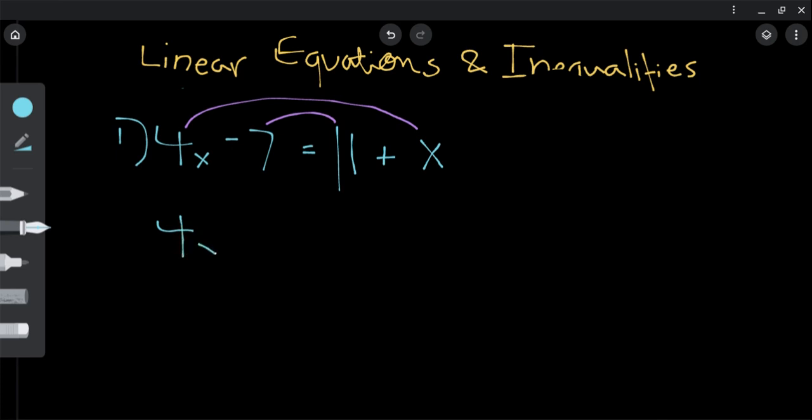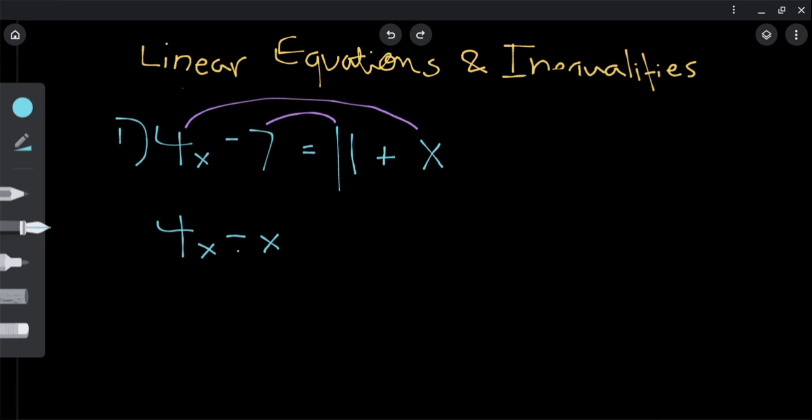4x minus x. And remember, when you're moving a term across an equal sign or an inequality sign, the operation is going to change, because look, here we're adding, so we're going to subtract to cancel it out, because positive x and negative x is 0, right? So we want to get this off of this side, so we're going to do the opposite operation.